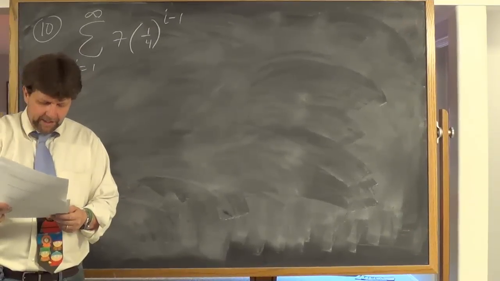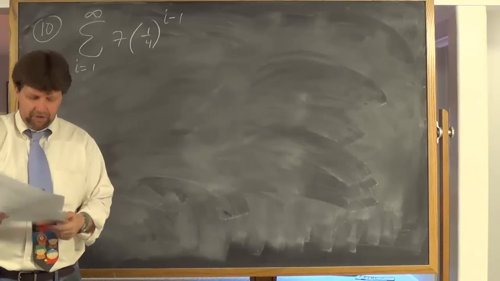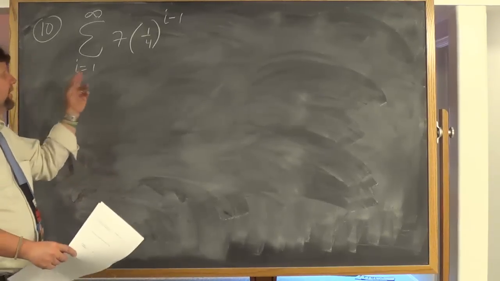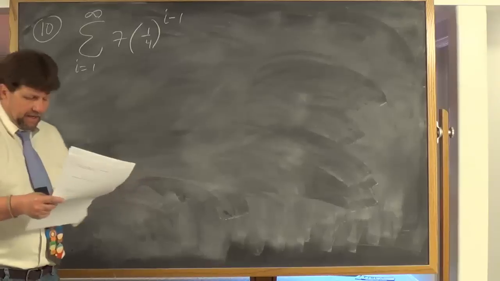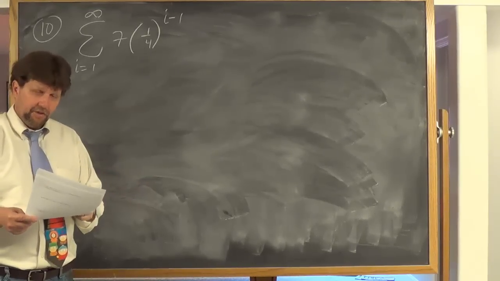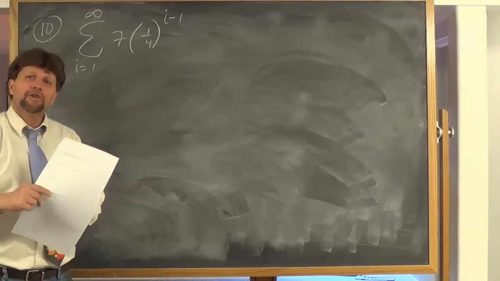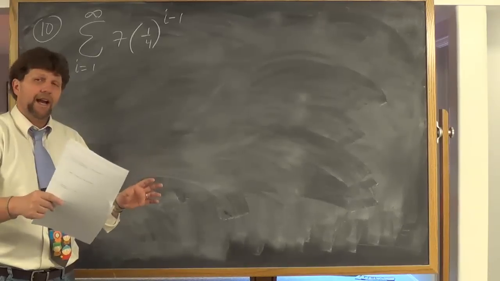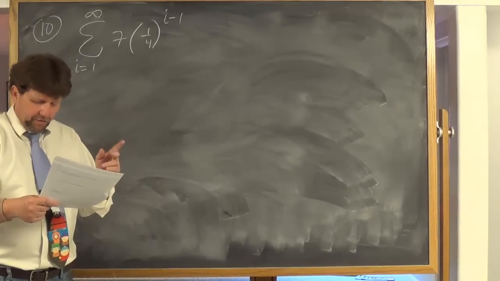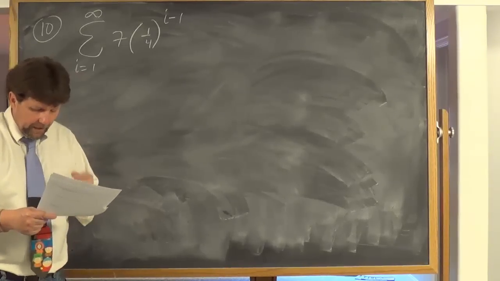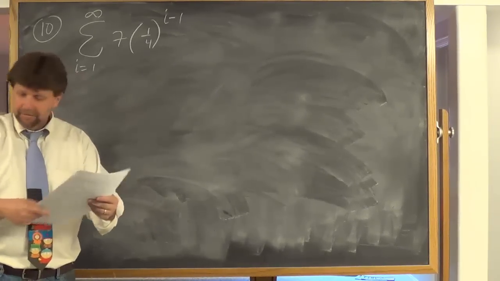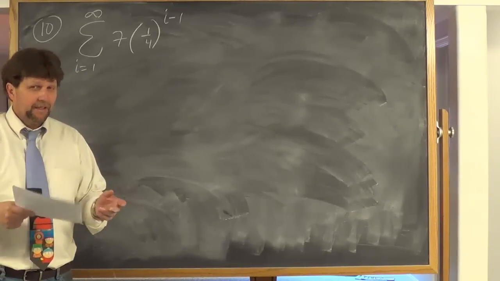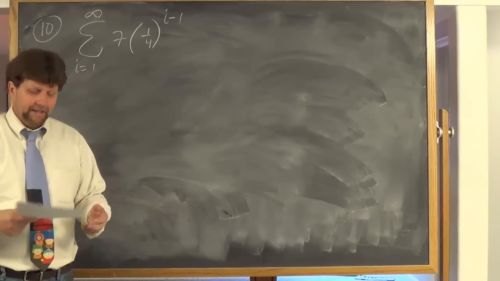All right, hey folks, number 10. This is the last one I'm going to do here in this video solution. I'm asking you if this infinite geometric series converges or diverges. Keep in mind, converges means that it eventually adds up to a number. Diverges means it will not add up to a number. I'm asking you first if it converges or diverges, and then if it converges, to find its sum. Let's first determine if it converges, because if it doesn't, it would be a waste of time to try to find its sum.